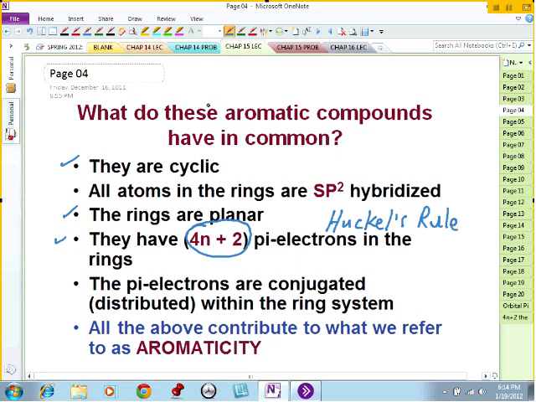Hückel's rule says that for a molecule to be aromatic, provided that we meet all of the other requirements, it must have 4n plus 2 pi electrons. In the case of benzene, of course, benzene has 6 pi electrons, so 4n plus 2 here equals 6, which means that n equals 1, so that means benzene is aromatic. According to Hückel's rule, in order for the molecule to be aromatic, n must be either 0 or any integer. Okay.